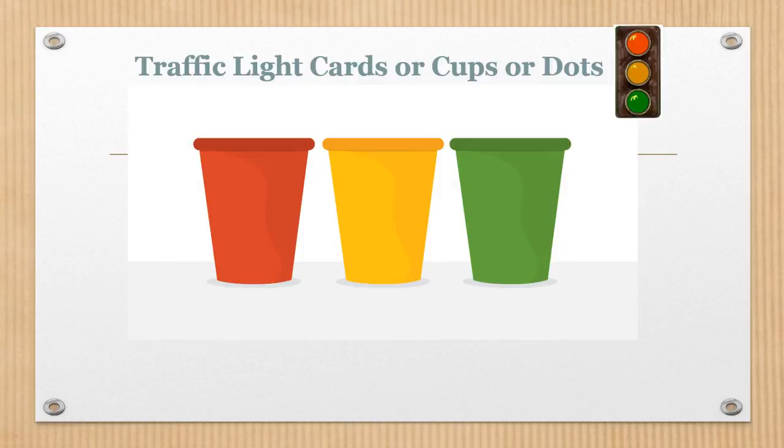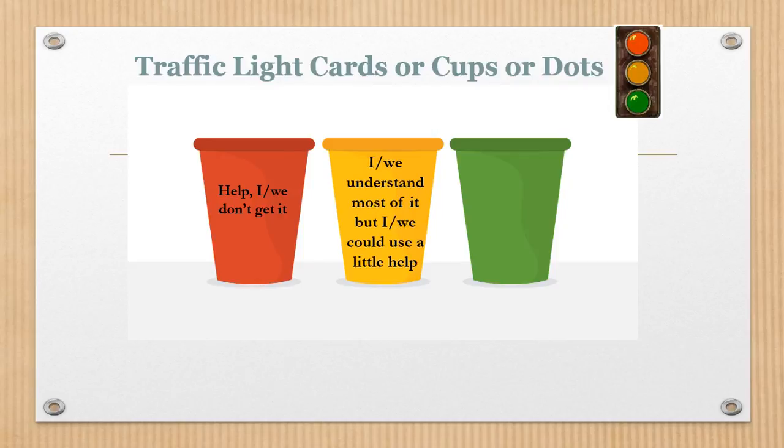Traffic light cards or cups or dots can also be used, in which the red indicates help, I or we don't get it. Yellow, we understand most of it, but I or the group could use a little help. And green is that you're understanding very well.